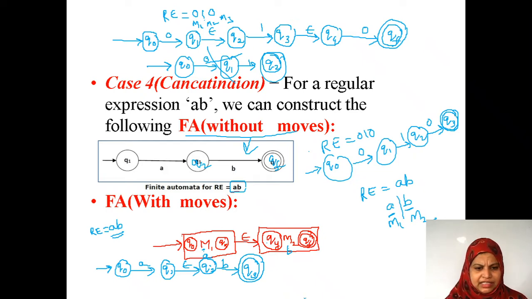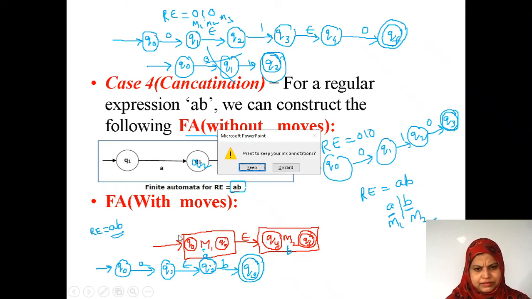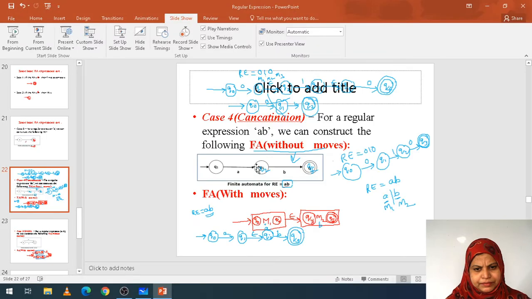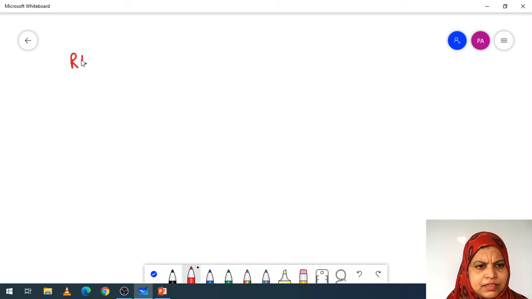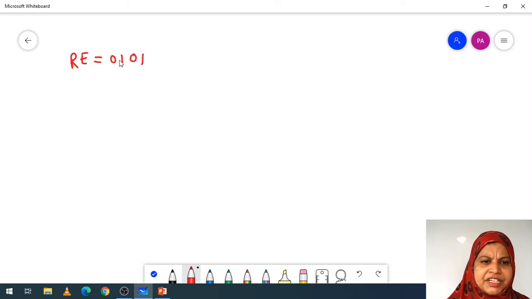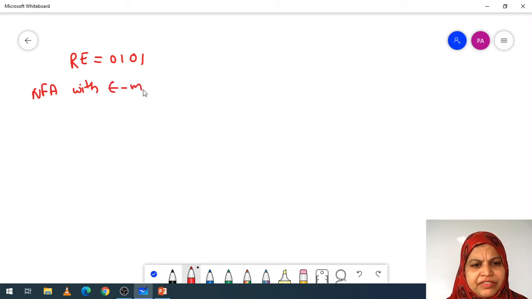That's it. I will give one more example for this. If my regular expression is 0 1 0 1, this is concatenation. Here concatenation is done using NFA with epsilon moves. This is a very, very important topic.